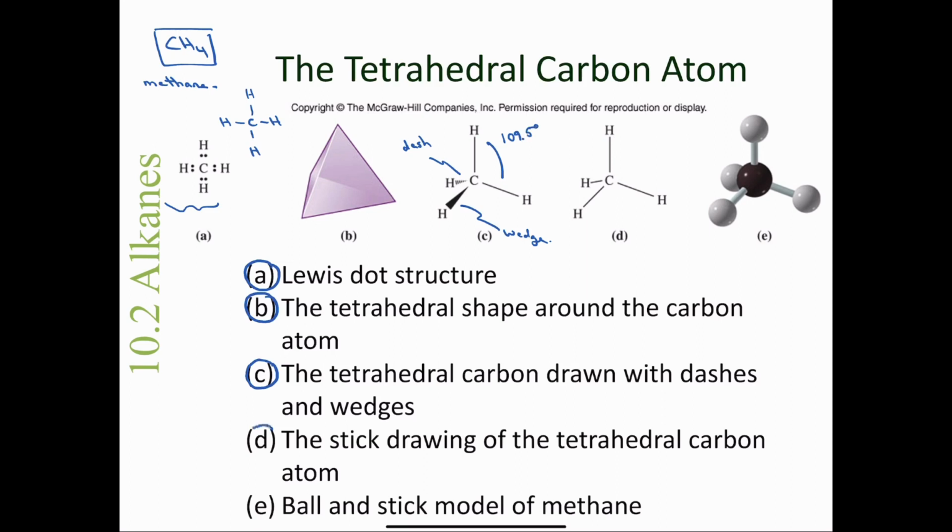D is the stick drawing of the tetrahedral carbon atom. I don't like to use that a lot because the dash and the wedge are far superior, in my opinion, at representing the three-dimensional structure of the tetrahedron. And the last one is the ball and stick model of methane. We're going to get some practice building models in the lab.